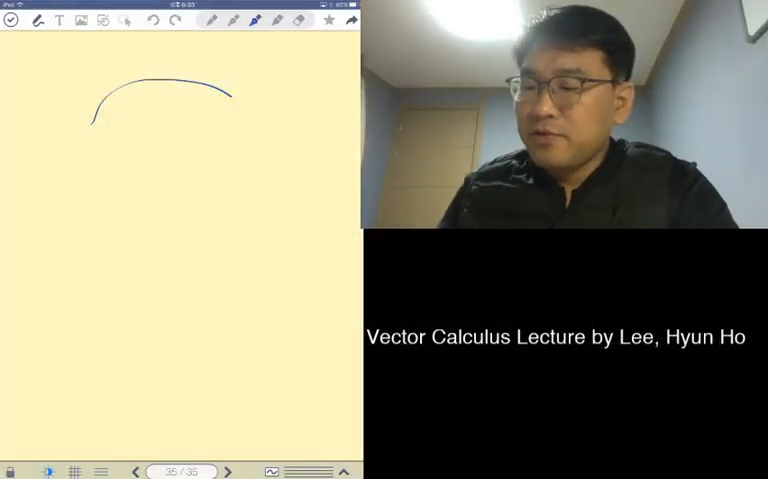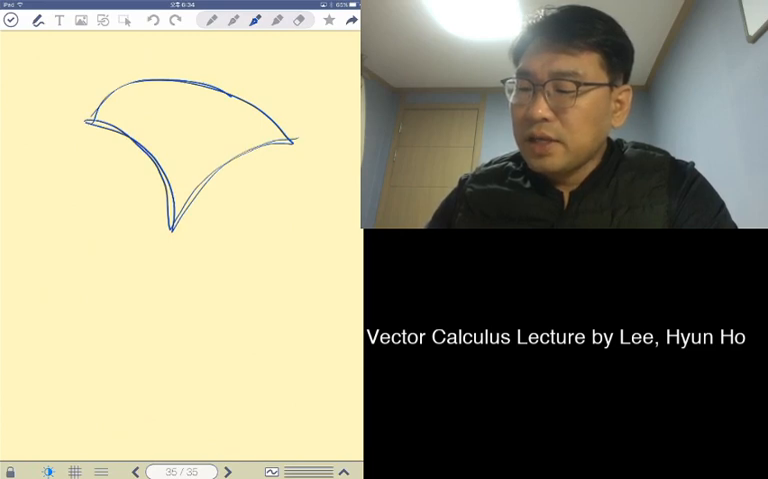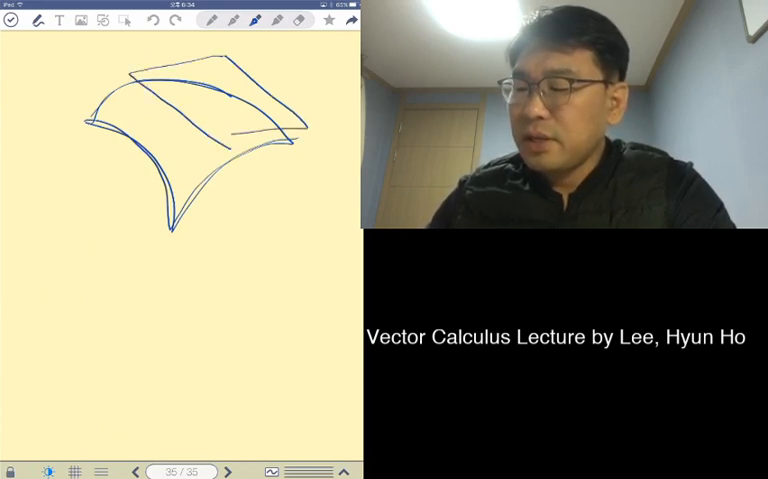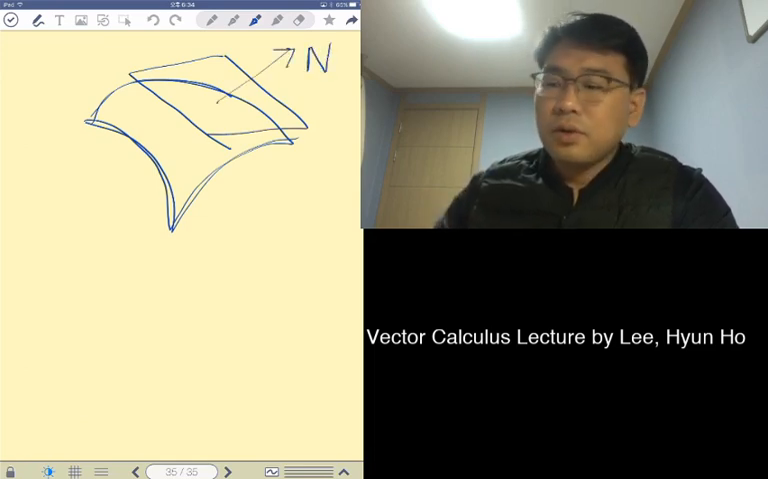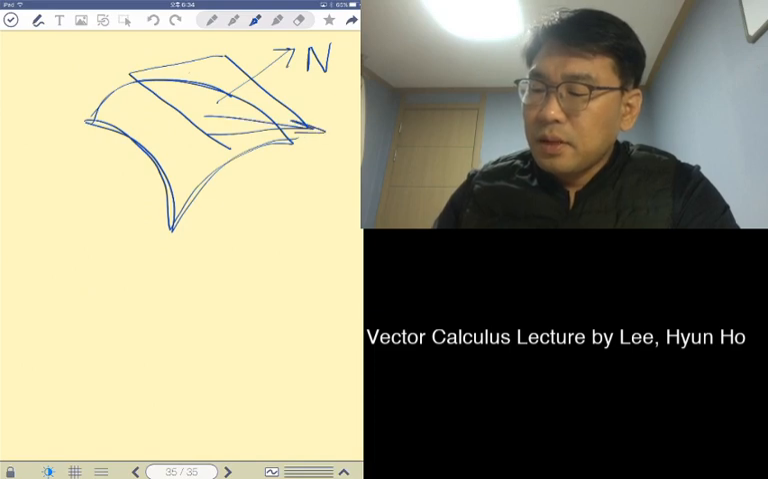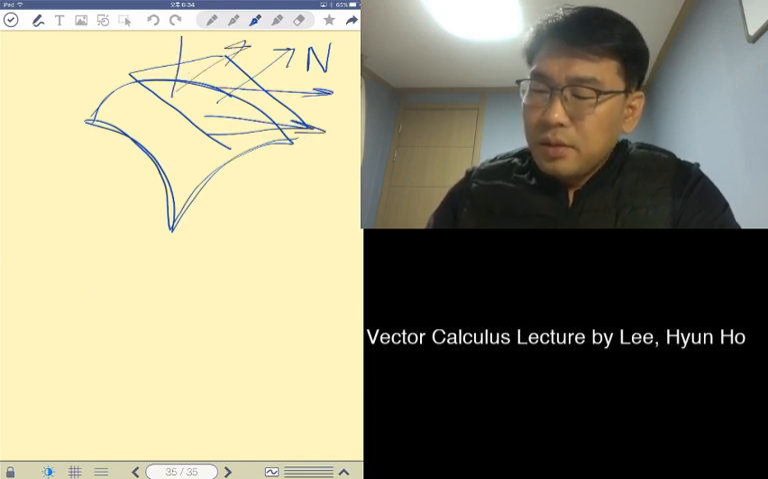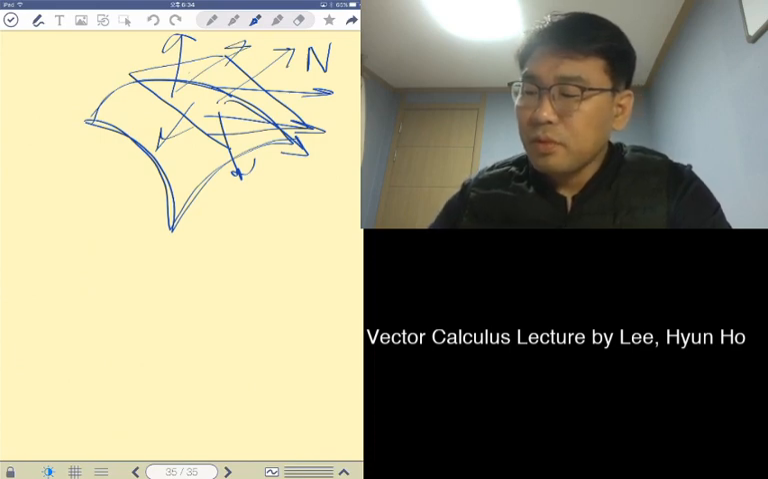Yes, so we have a surface now, right? So we have a surface, and look at the normal vector here. This is the tangent plane, and this is the normal vector, let's say, or just small n. But actually the flow is not this way. There's a vector field large F.